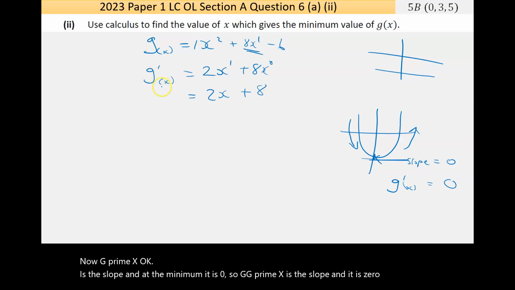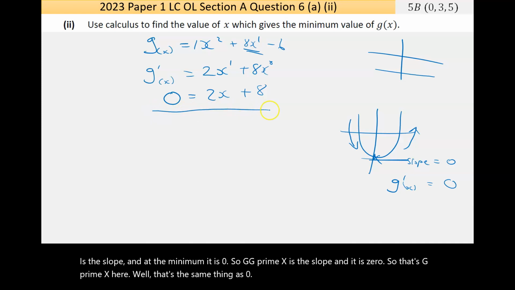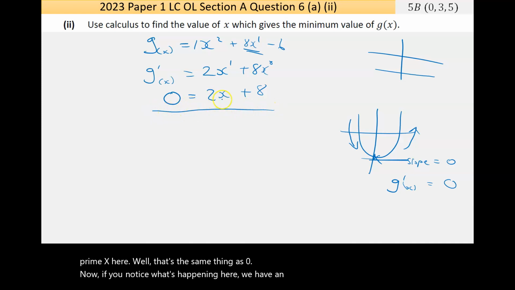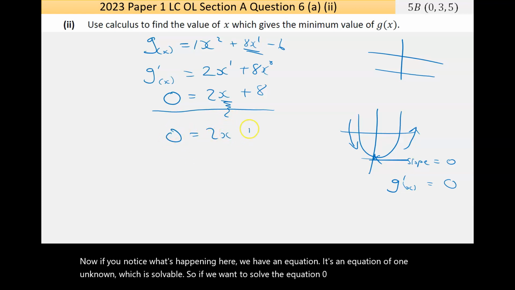So that's g prime x here. Well, that's the same thing as 0. Now, if you notice what's happening here, we have an equation. It's an equation of one unknown, which is solvable. So if we want to solve the equation 0 is equal to 2x plus 8.